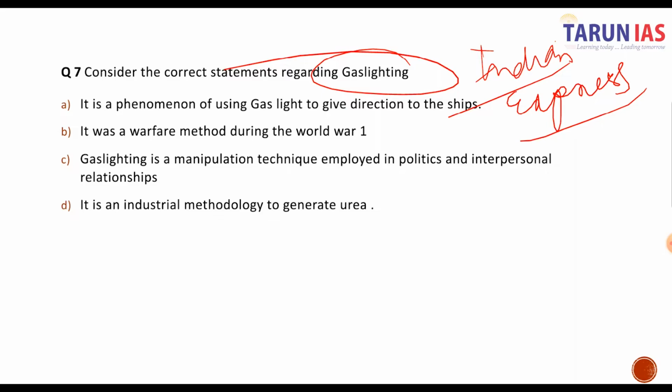It is a phenomenon of using gaslight to give direction to ships. This is nowhere even related to what I have explained to you. It was a warfare method during World War One. No, the only method during World War One that became famous, and it was a horrific method, was trench warfare. You can read about trench warfare in your world history. Gaslighting is a manipulation technique employed in politics and interpersonal relationships. This is our correct answer. But let's read statement D. It is an industrial methodology to generate urea, which is absurd.